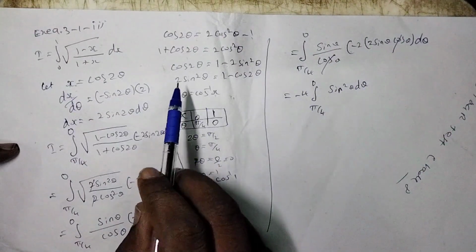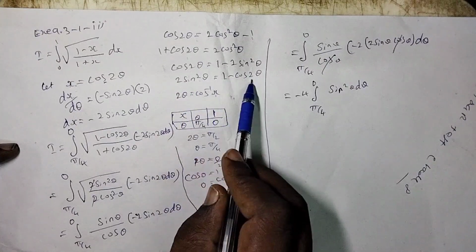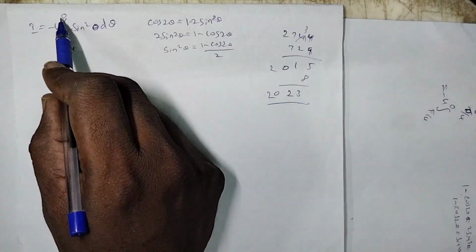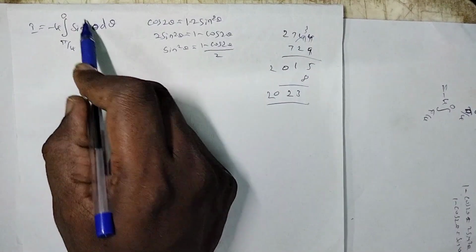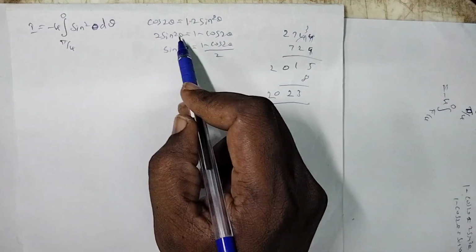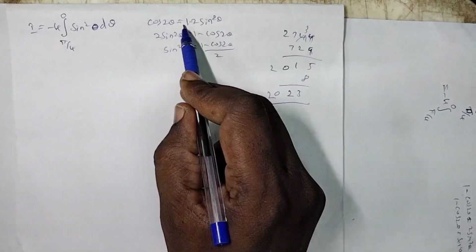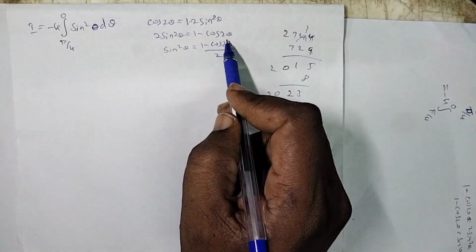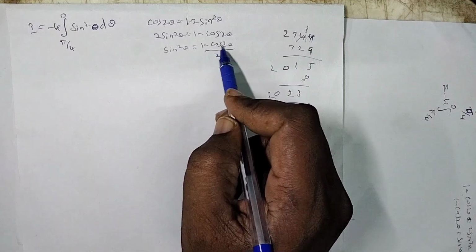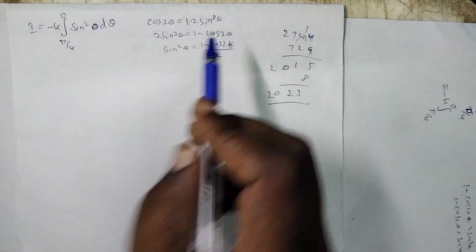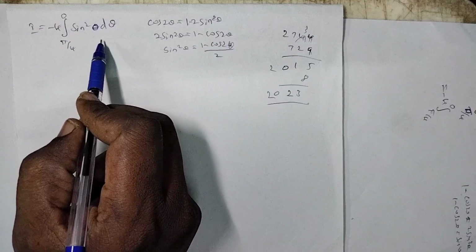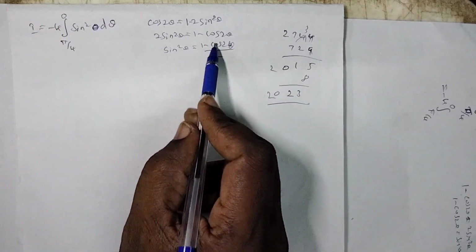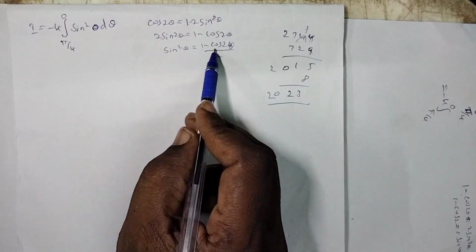Again we can use the same formula. We continue with the second part: minus 4 integral from pi by 4 to 0 of sin square theta d theta. We can use the trigonometric identity cos 2 theta equals 1 minus 2 sin square theta. Bringing it over, 2 sin square theta equals 1 minus cos 2 theta, so sin square theta equals (1 minus cos 2 theta) by 2. We don't have a direct integral formula for sin square theta, that's why we rearrange it in terms of cos.